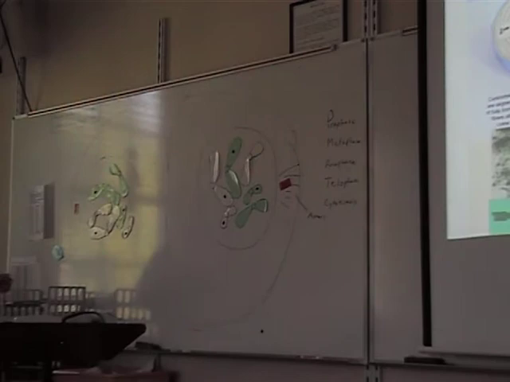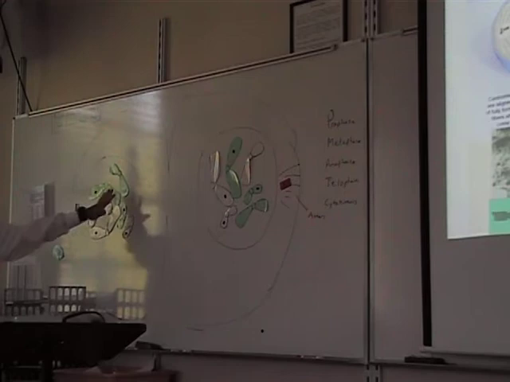Now, since the chromosomes have arrived at opposite sides, they no longer need to be all coiled up. The coiling up was just to move them. Now, after they've arrived, they can unwind back into their chromatin.